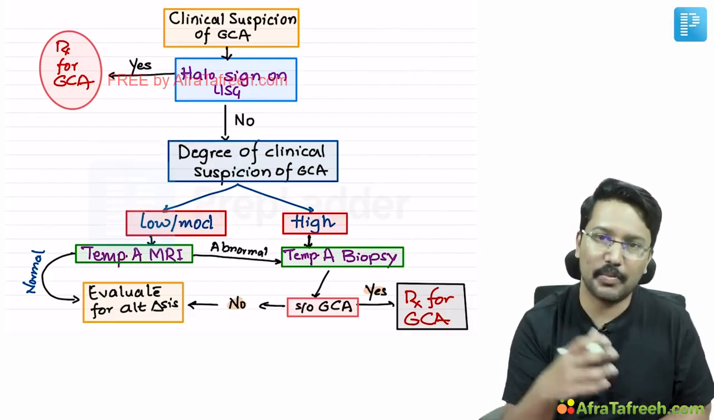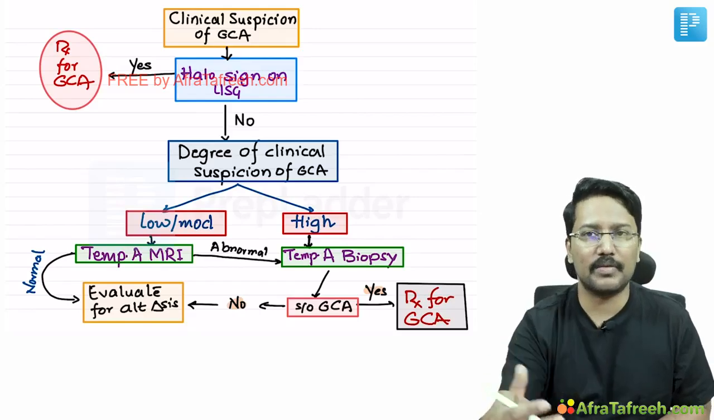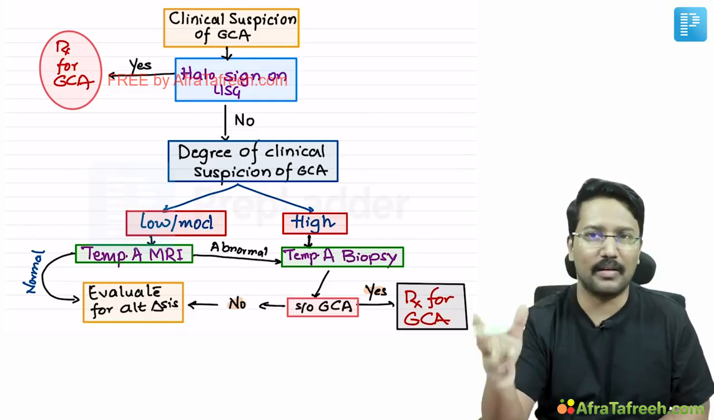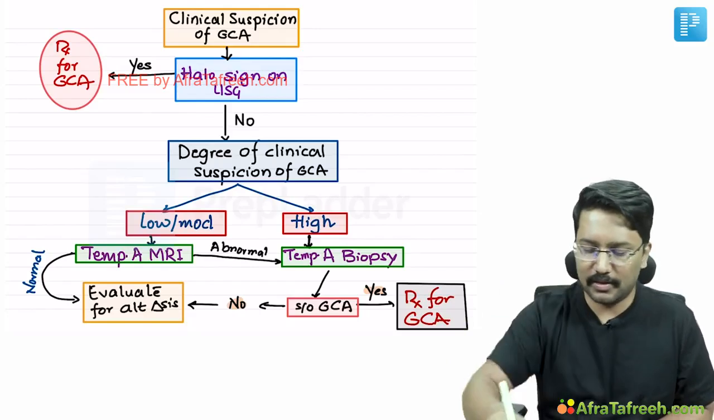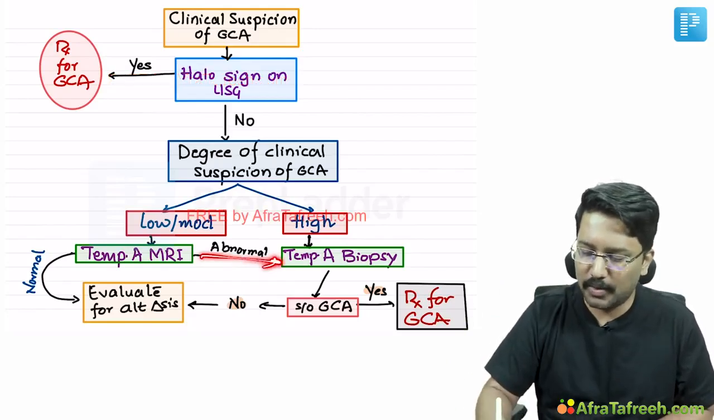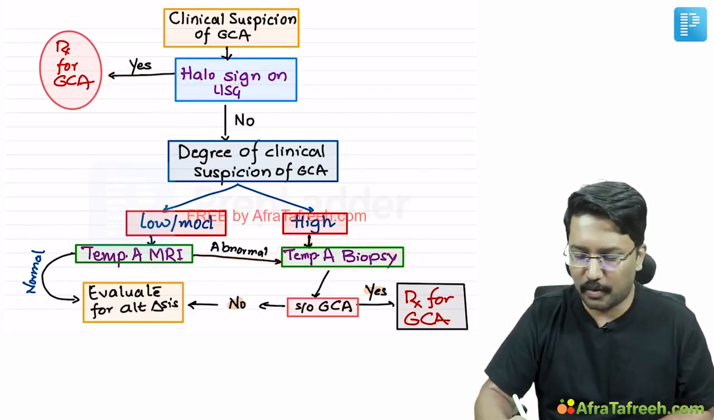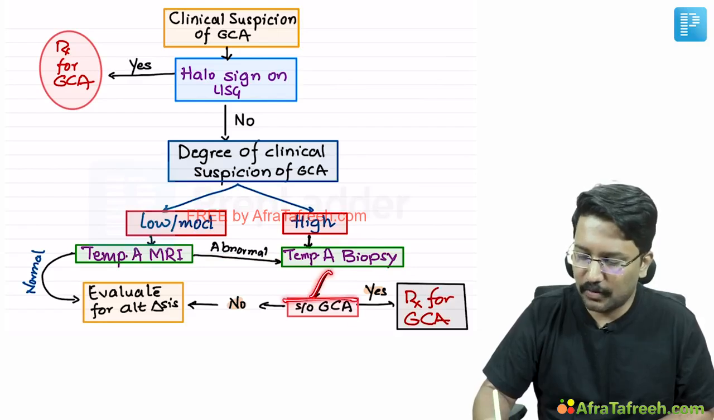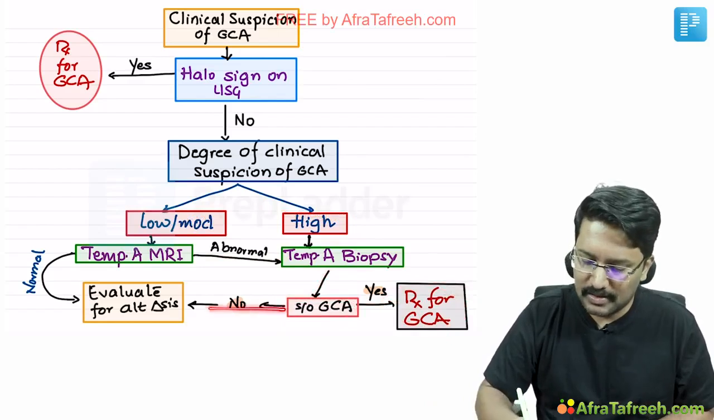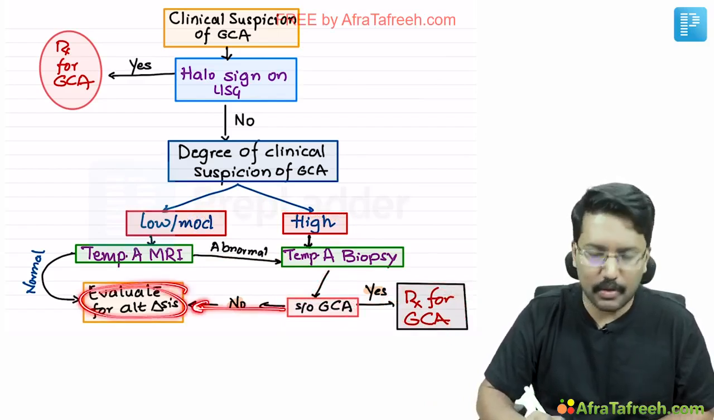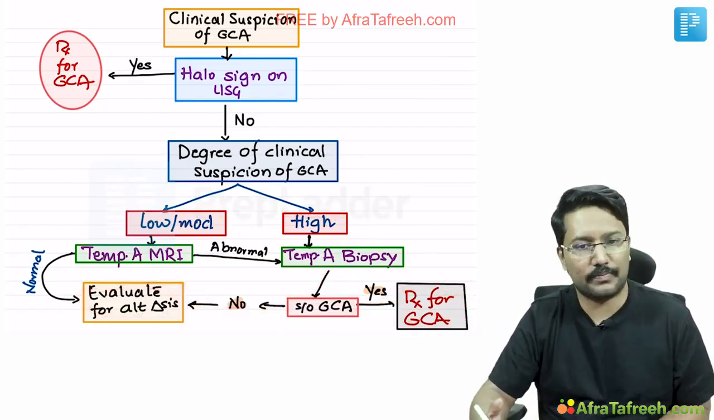So when we subject the patient to MRI, if the MRI comes out abnormal, it says that there is segmental inflammation present, right? In that case, when the MRI is abnormal, go ahead with the temporal artery biopsy. And if the biopsy is suggestive of giant cell arteritis, treat it like giant cell arteritis. If the biopsy is negative, maybe you can start evaluating for an alternative diagnosis.